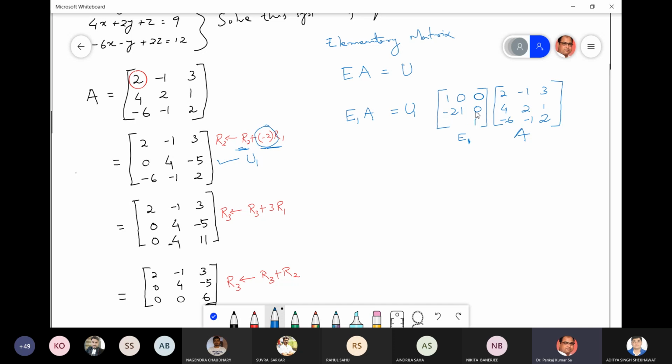So minus 2, 1, 0. When this row is multiplied with the first column, you get minus 2 times the first element plus the second element, and so on for the second column and the third column. And the third row doesn't change, so this is again 0, 0, 1. So this is the elementary matrix E1 you got.